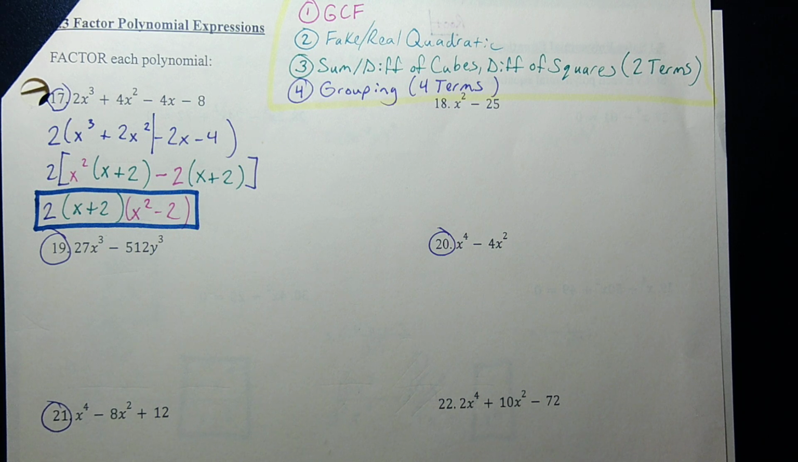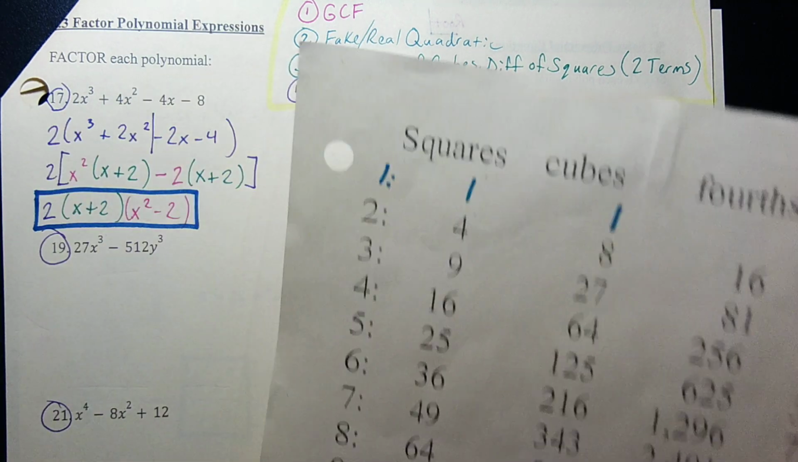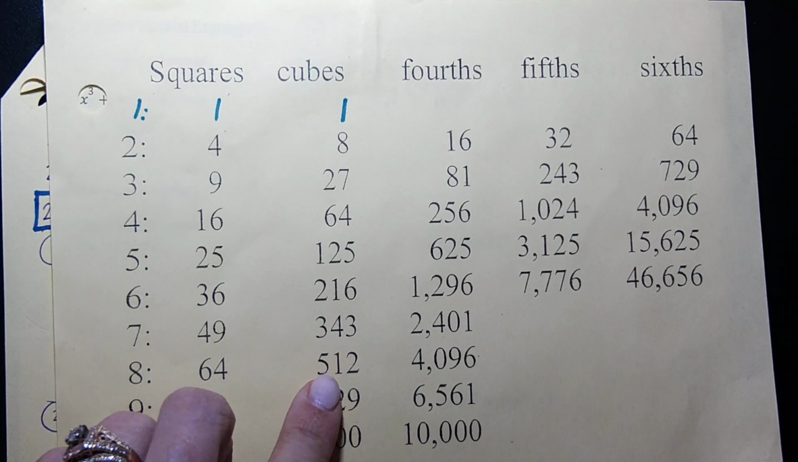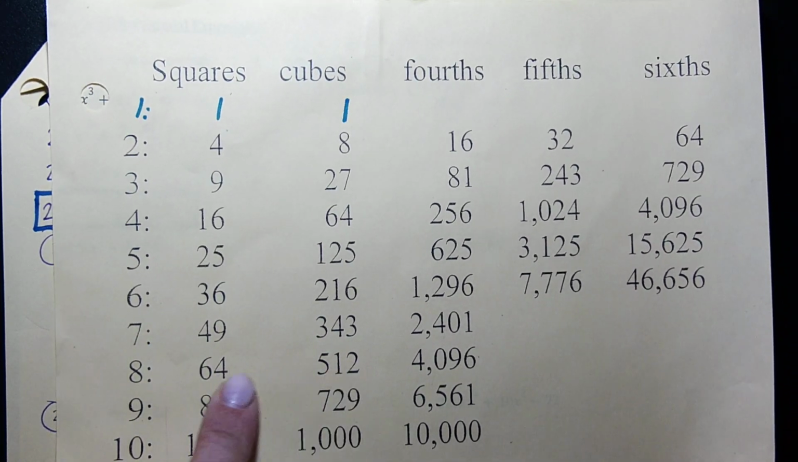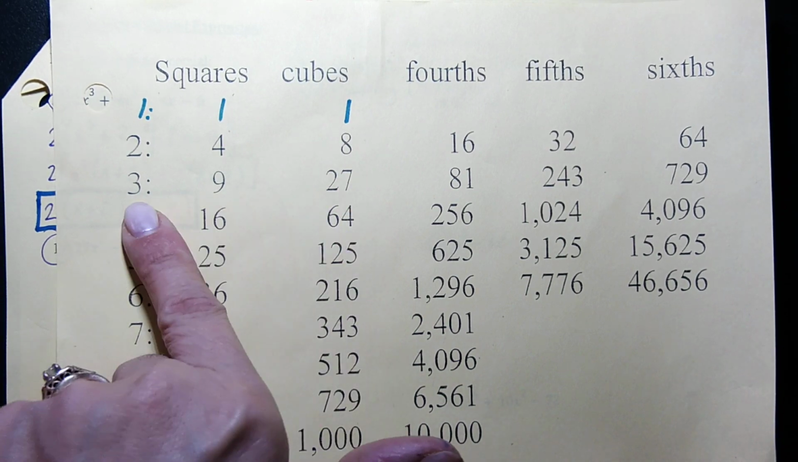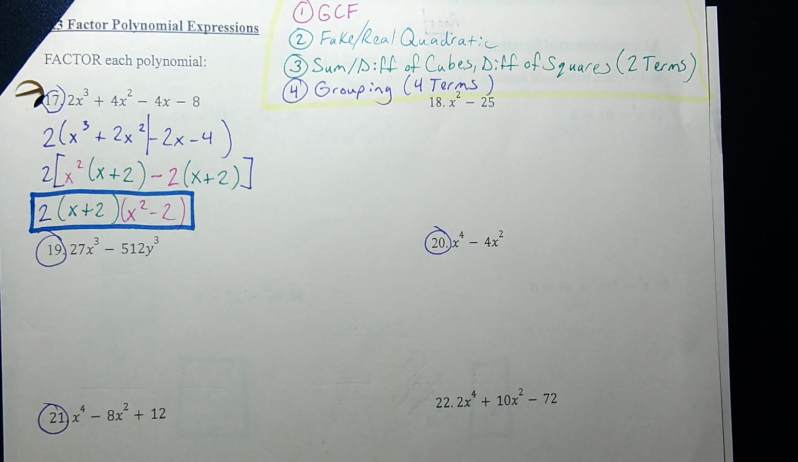Now on 19, unfortunately, there is no GCF. So if I were you looking at those giant numbers, I'd say, gosh, I sure hope one of those is a perfect cube. And what we see, since 27 is in our cubes column, that is a perfect cube, and so is 512. So 8 cubed gives me 512, and 3 cubed gives me 27. And I'll have this up during the test tomorrow so you can more easily identify those cubes.